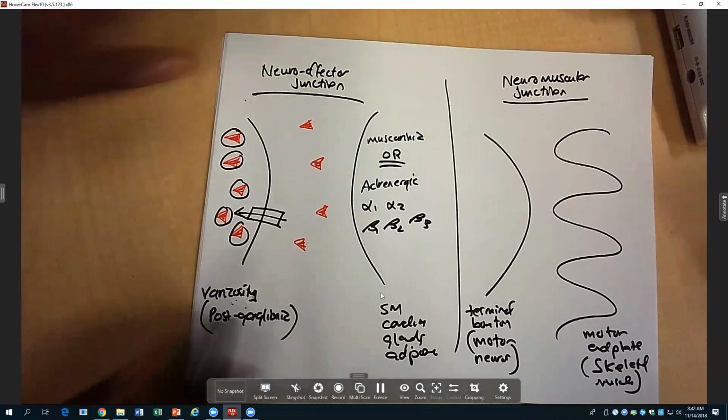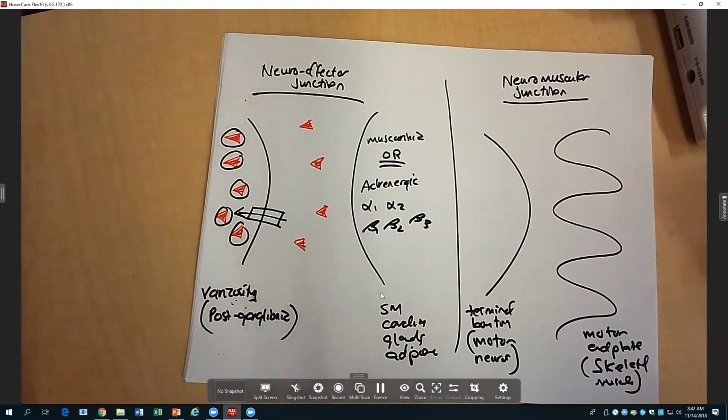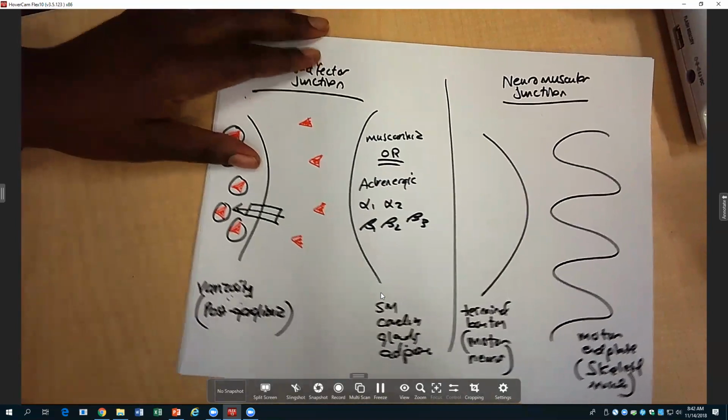They prefer norepinephrine over epinephrine, right? And the beta receptors were different. Beta 1 and beta 3 had equal affinities, but beta 2 preferred epinephrine, okay?